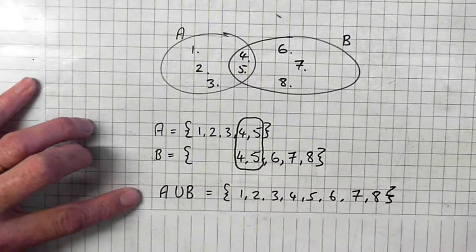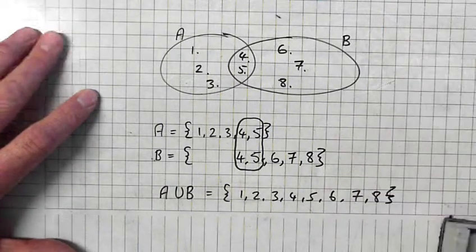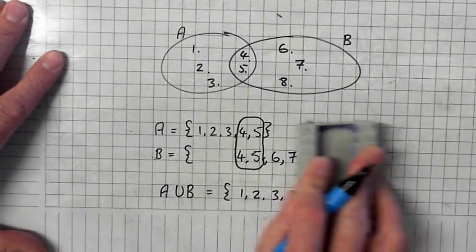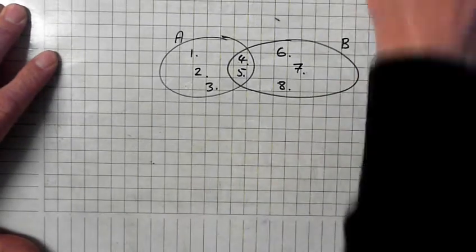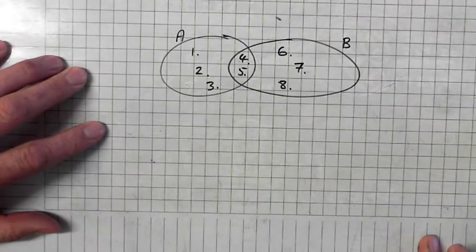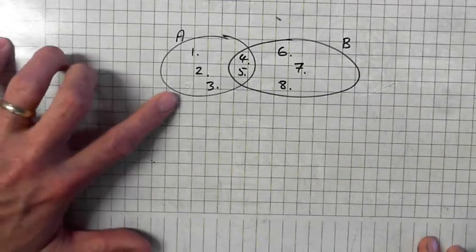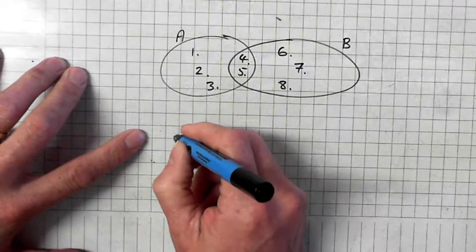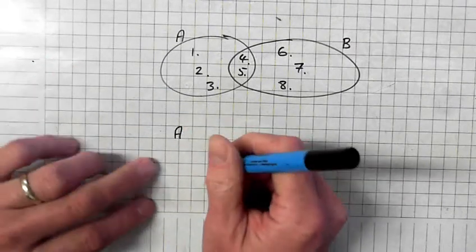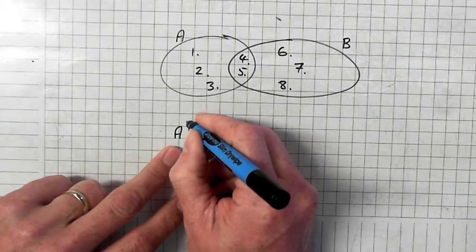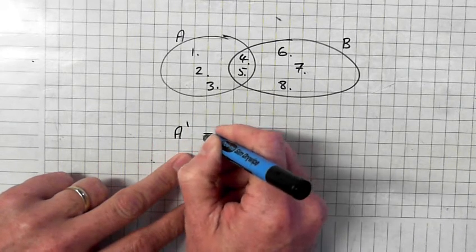What's union? Everything. Okay. So that's A intersection B and A union B. Right. So what about the next one? What about A dash? What does that dash mean?